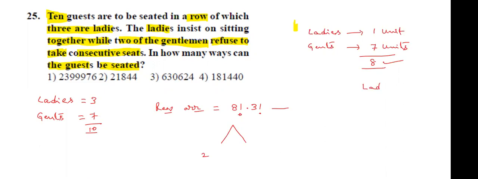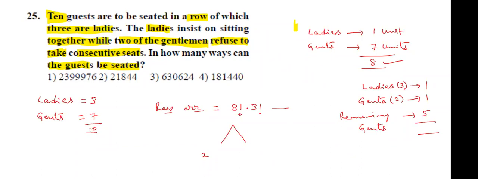And what about ladies? Ladies always sit together only. So, see here, ladies, three members. These three people, they want to sit at one place. Treat as one unit. And gents, how many gents are there? Seven. Out of seven, take two. These two people also treat as one unit. Remaining gents, how many are there? Out of seven, remove two. Remaining five. So total how many units, students?